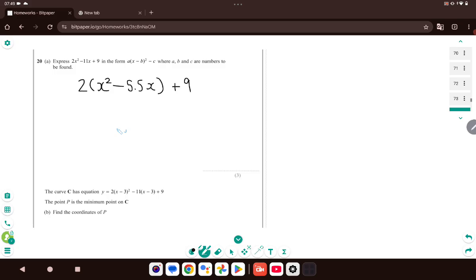Okay, so then we halve the 5.5, which is 2.75. So we're taking off minus 2.75 times minus 2.75, which is 7. You might want to deal in fractions. I've just got minus decimals for now. We'll multiply everything inside the square brackets by 2.